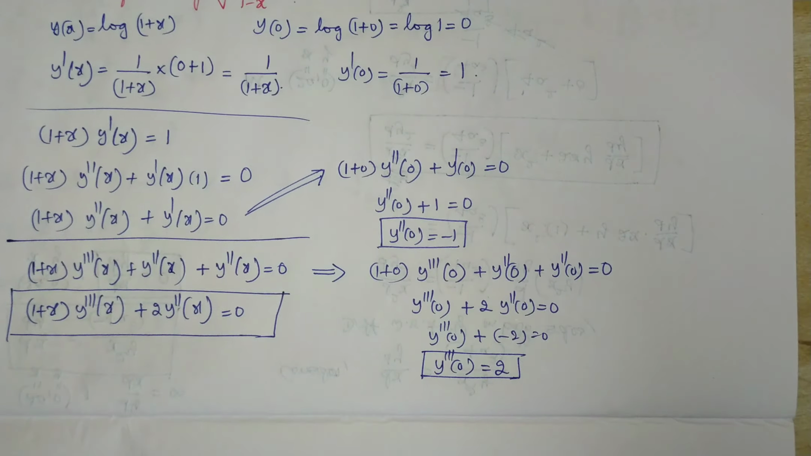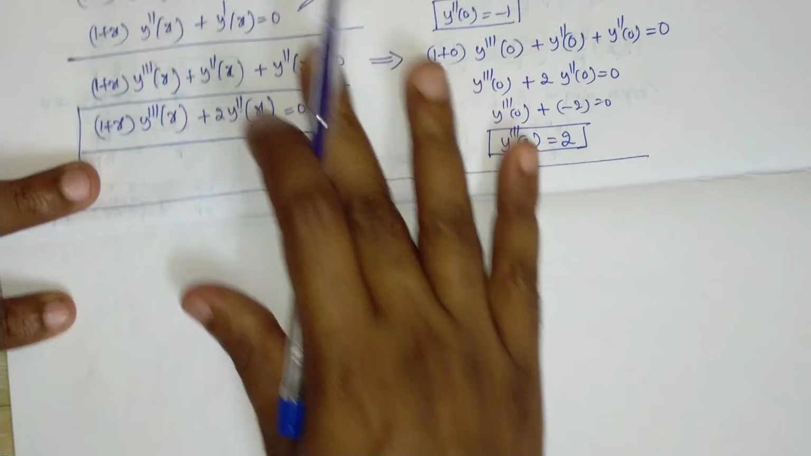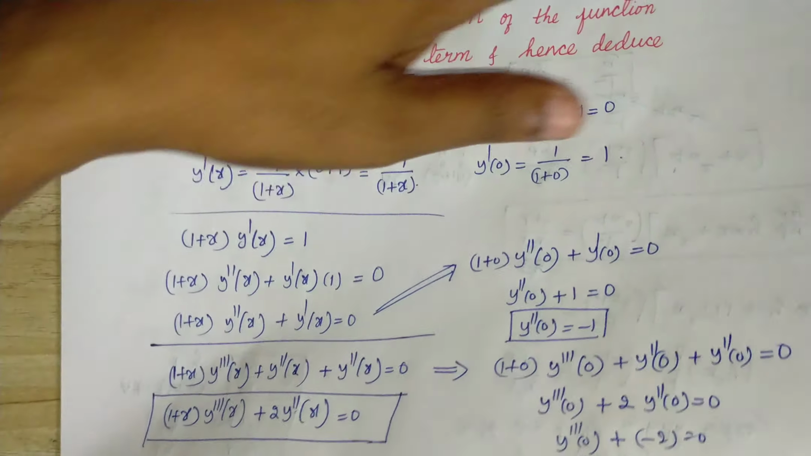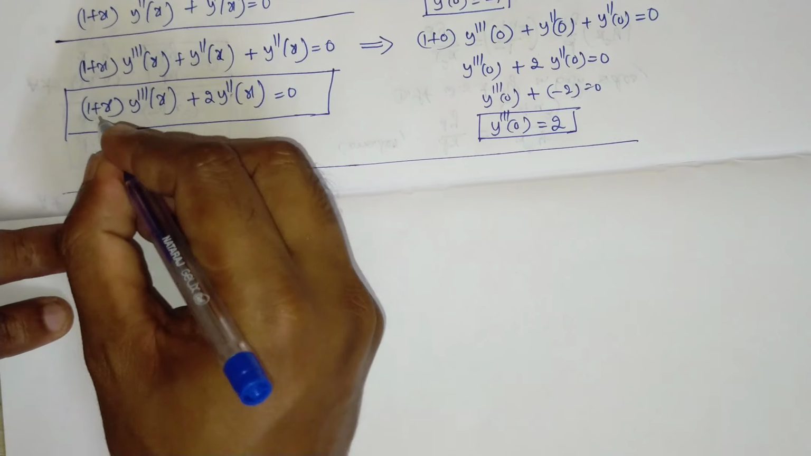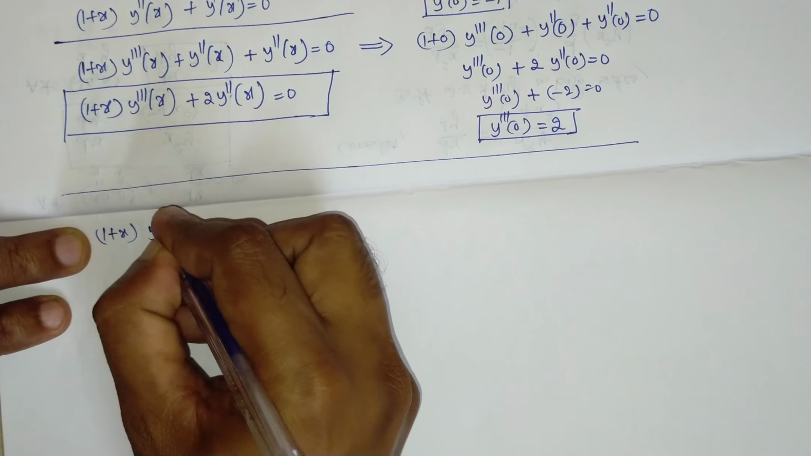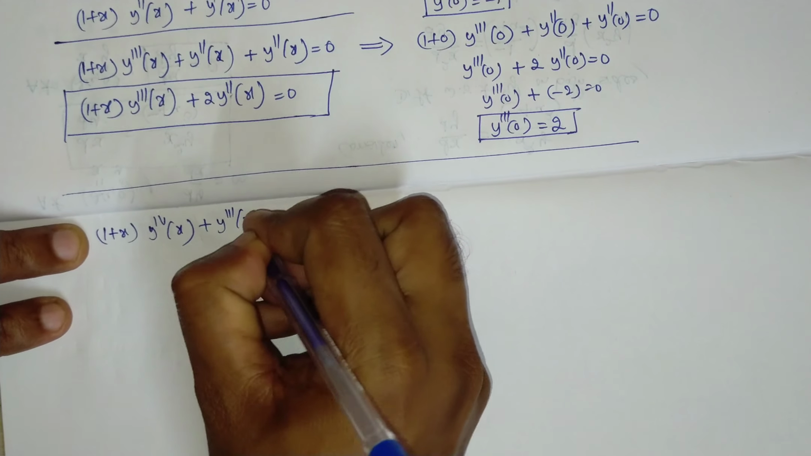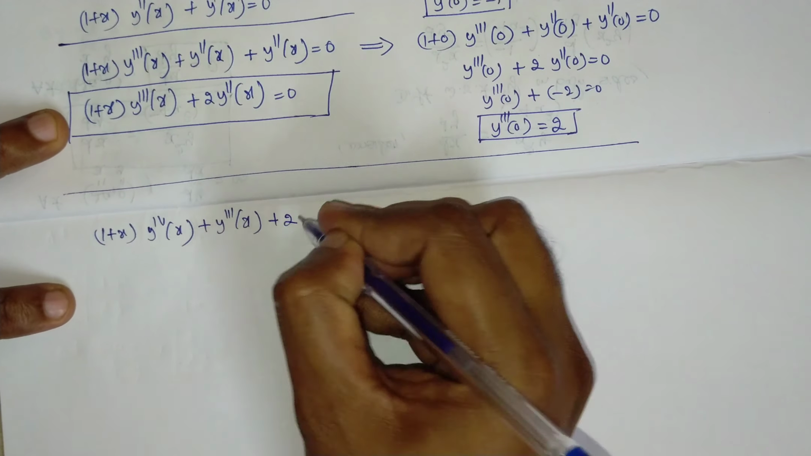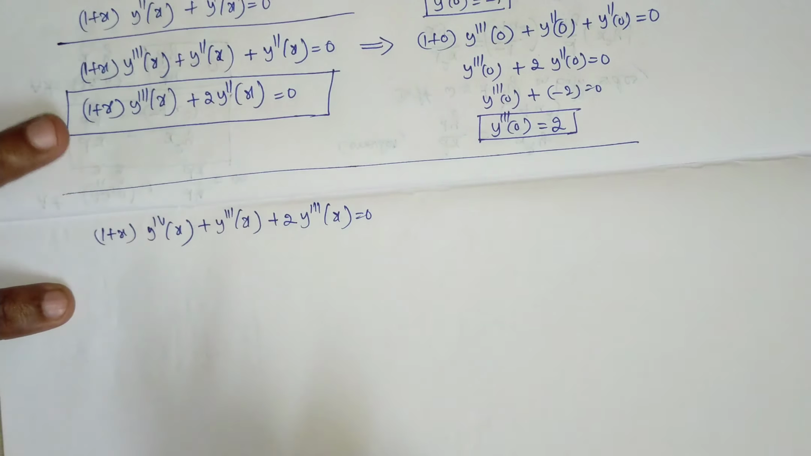So now let me differentiate this with respect to x again, because we need to find the Maclaurin series up to 4th degree, so we have to calculate up to 4th derivative, right? So here it is first function, the differentiation of this. So first function into differentiation of y triple dash of x is the 4th derivative of x, plus second function, the y triple dash of x into differentiation of 1 plus x is 1, plus 2 times the differentiation of y double dash is y triple dash of x, that is equal to the differentiation of 0 is 0. Now substitute x equal to 0.